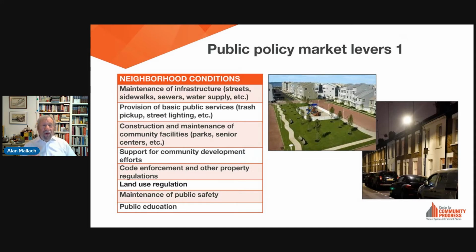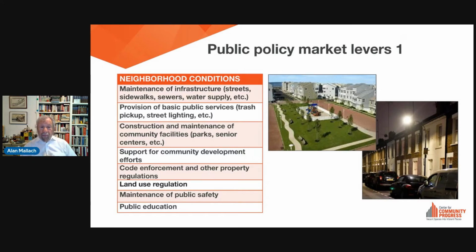Because even if families don't have a child in the schools, schools are seen as a kind of proxy for neighborhood stability. So it's tremendously important. So all of these things that the city does or doesn't do affect how a neighborhood is functioning and how successful it is.